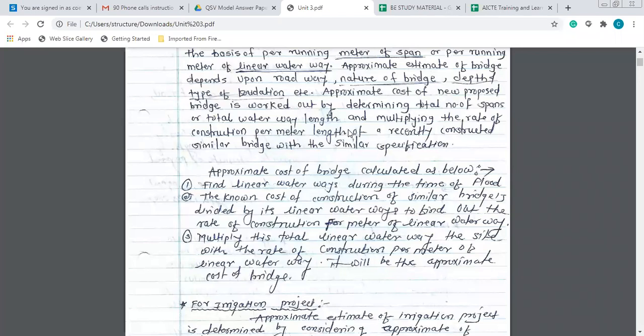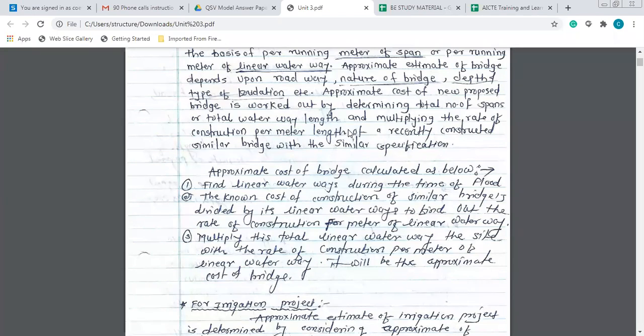Then if a bridge of the same type or the same conditions has been constructed in a nearby region, we will consider their estimate also, just to have some reference regarding this new project. So the known cost of construction for similar bridges is divided by its linear waterway, to find out the rate of construction per meter of the linear waterway. That is, in the approximate estimate of bridges we are focusing on determining the running meter of the linear waterways, or the span of that particular bridge. Suppose there is a span of 200 meters.